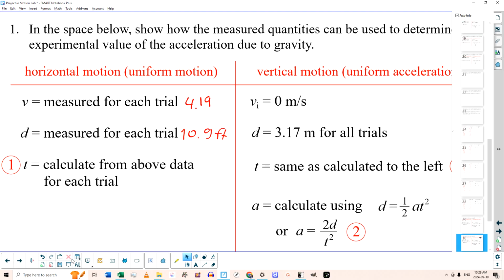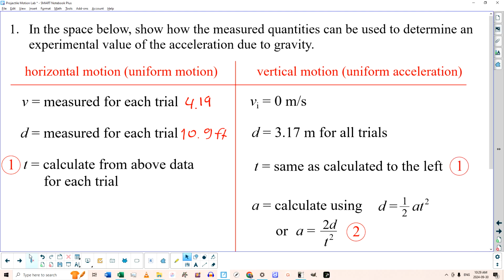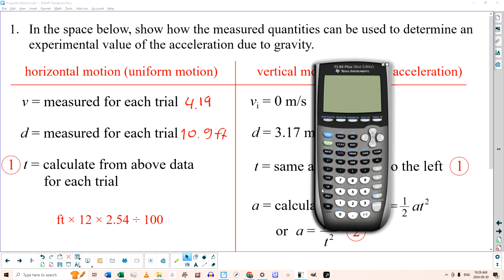I'm going to use the 4.19 meters per second and the 10.9 feet. And I'll just put up here the conversion method. So what you would do with this set of data is start by taking 10.9 feet, of course multiplying by 12 to get inches. This is how many inches that is. Multiplying by 2.54, this is how many centimeters it is.